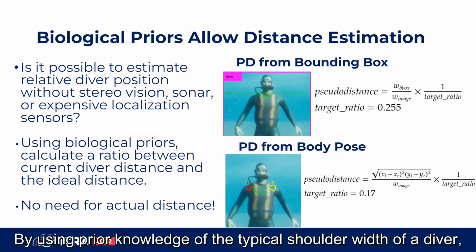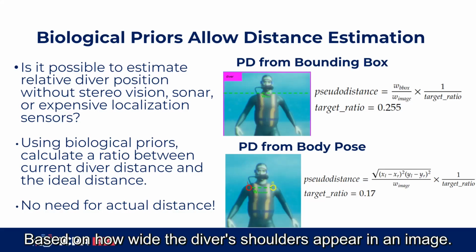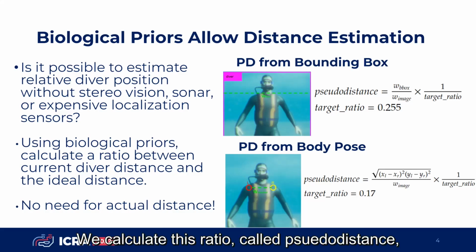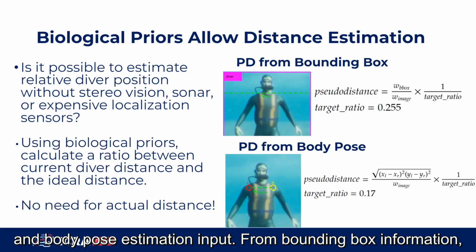By using prior knowledge of the typical shoulder width of a diver, we can calculate a ratio between the current distance and the ideal distance based on how wide the diver's shoulder appears in an image. We calculate this ratio, called pseudodistance, in a cascaded manner from both bounding box and body pose estimation input.